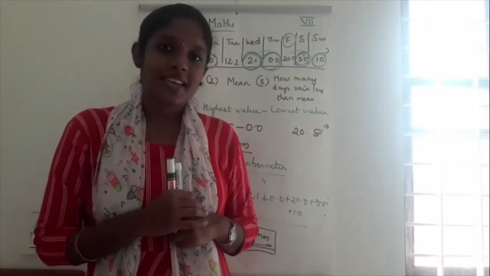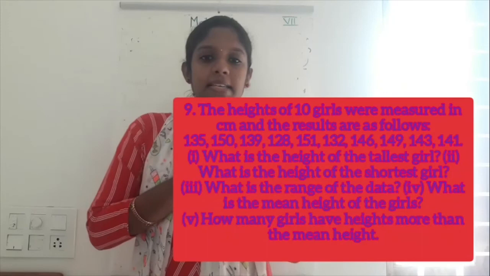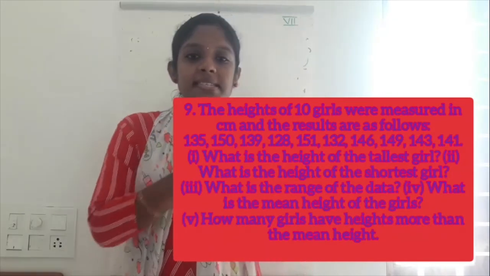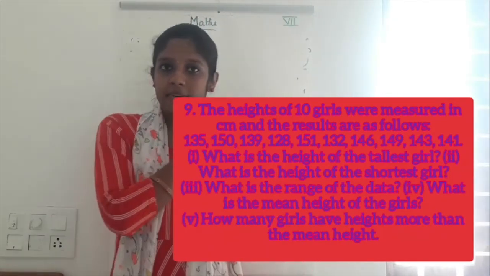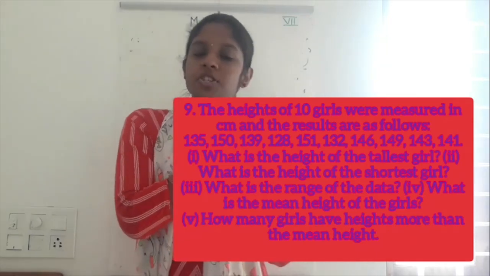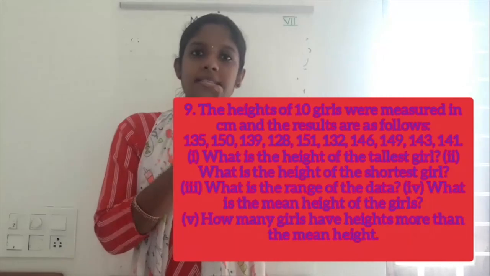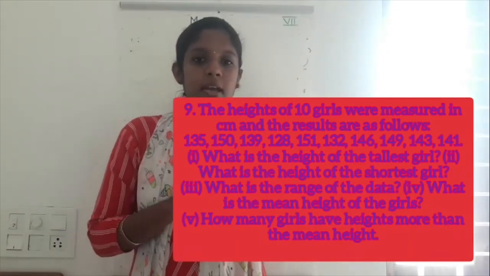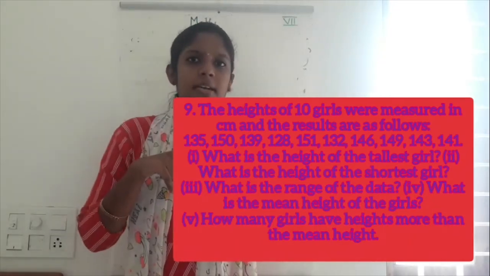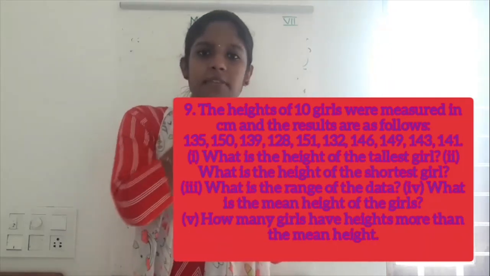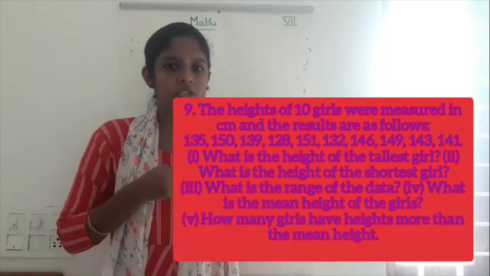Now we'll move to the next question. The 9th question in your textbook is the same kind of question, so you will do it as homework. The question is, the heights of 10 girls are measured in centimeters and the results are given. What is the height of the tallest girl? How will you find it? The maximum height is the height of the tallest girl. What is the height of the shortest girl? That is the minimum value in the data.